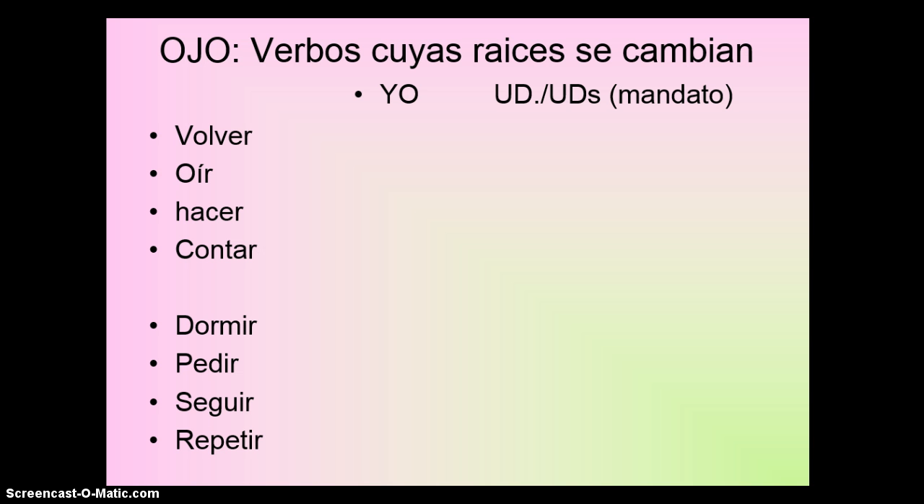Ojo. We have some verbs cuyas raíces se cambian. We have several verbs with stem changes, and we have to be careful about how we deal with those. But again, they follow the rule. That's the good news. So the verb volver, for example, is going to have a yo form of vuelvo, and the ustedes command is going to be vuelvan or vuelva, depending on whether it's plural or singular.